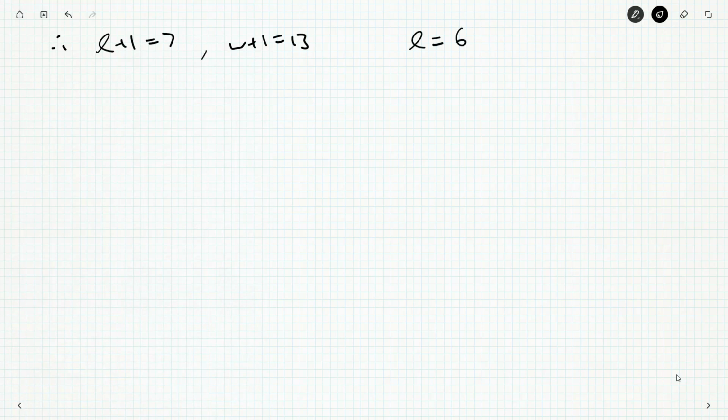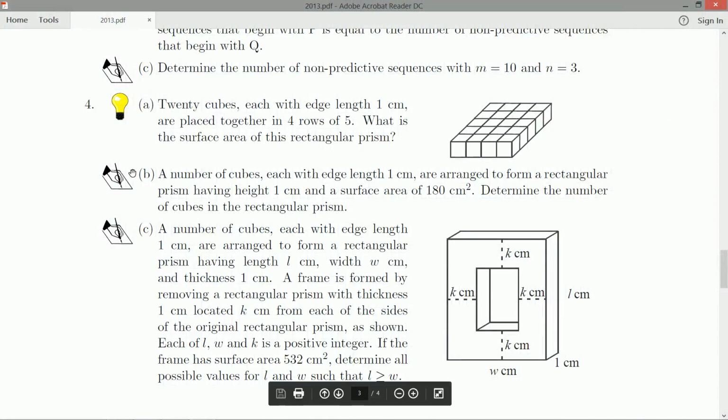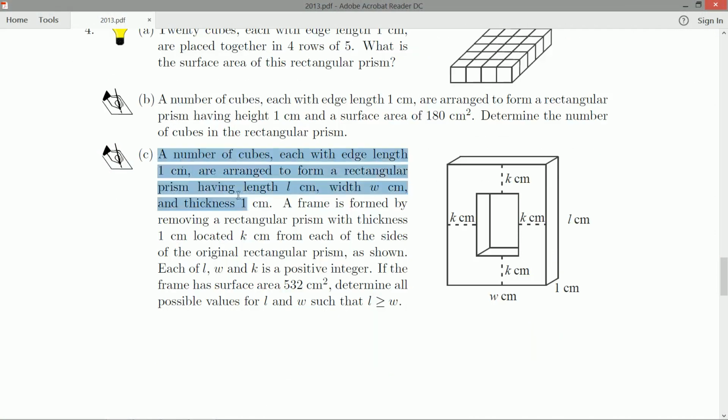So that tells me L plus 1 is 7, W plus 1 is 13. You could probably say something like without loss of generality, but it doesn't really matter. Therefore, L is 6, W is 12, LW is 72. There are 72 cubes. Okay, that actually wasn't that bad. I didn't think there'd be a unique solution, but I guess I've got to be a little more trusting when they make these up. Okay, last part of the whole contest, C part.